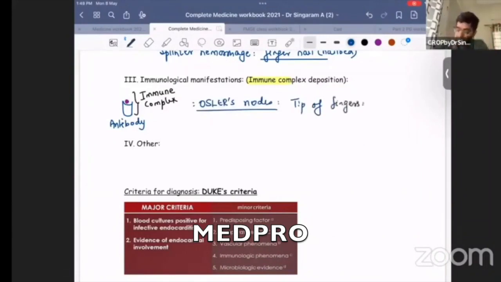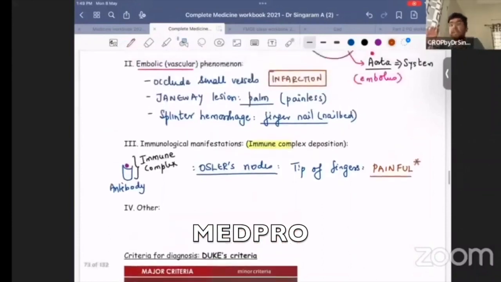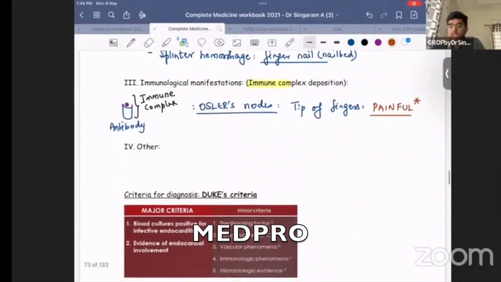And very important, they are painful conditions. I'm putting a star there. Osler's nodes are painful. Don't forget, Janeway lesions are painless conditions. Okay, that is one thing.